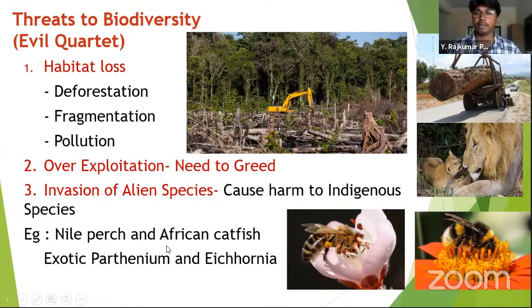Parthenium is a famous weed. This weed was actually imported from abroad, and now you can see Parthenium everywhere in India. It has been growing as a weed, and it is affecting the productivity of our paddy culture or whatever the agriculture. Eichhornia is a water plant. It is an aquatic plant. It is also an exotic species.